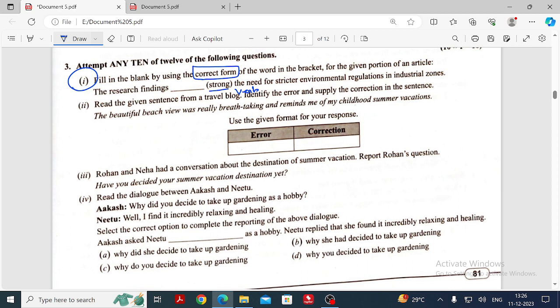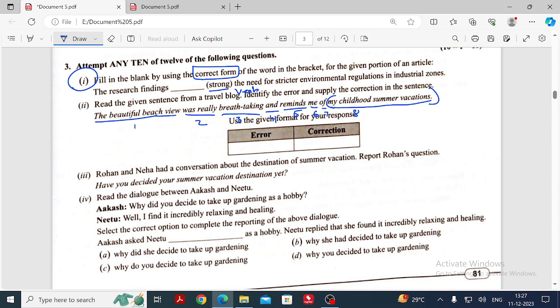Just underline the word, one by one. The beautiful beach view was really breathtaking and reminds me of my childhood summer vacations. You can consider them as 1, 2, 3, 4, 5, 6, 7, 8. In question number 2, that is the error. But remember here, it's like a remembrance, right? What sort of remembrance is it? My childhood vacations, right? So definitely it should be past.